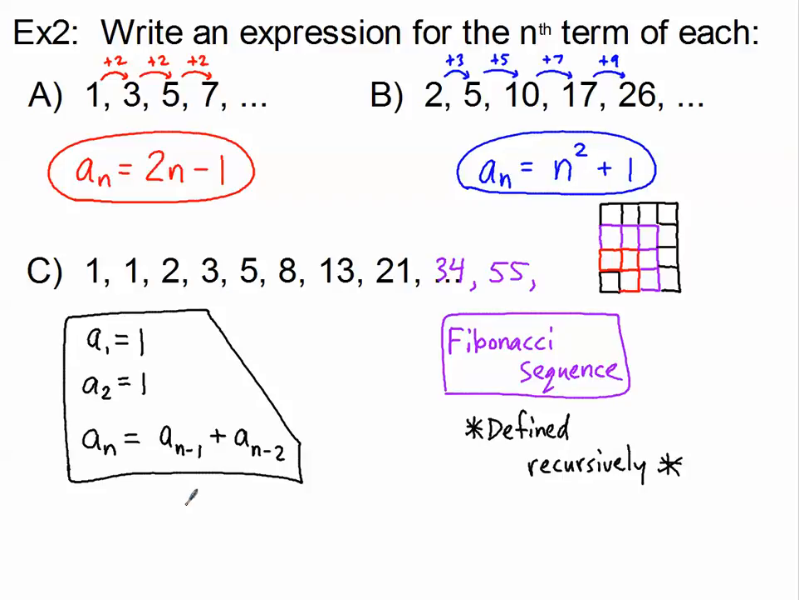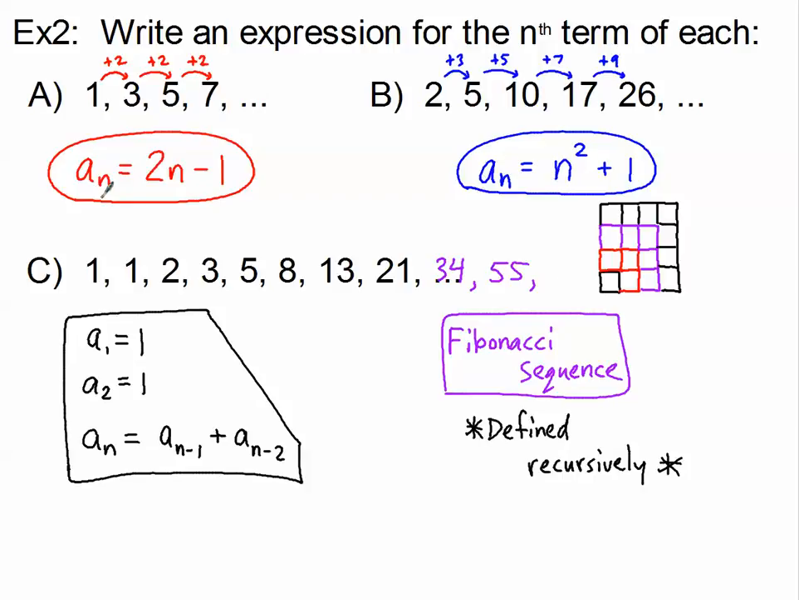Now, what's difficult to do with something that's defined recursively is find, for example, the 100th term. If you wanted to find a sub 100, you would need to know what a sub 99 and a sub 98 are equal to, so that you could add them together. So to find a sub 100, we actually have to find all 99 of the first terms. So we would have to continue this pattern many, many times.